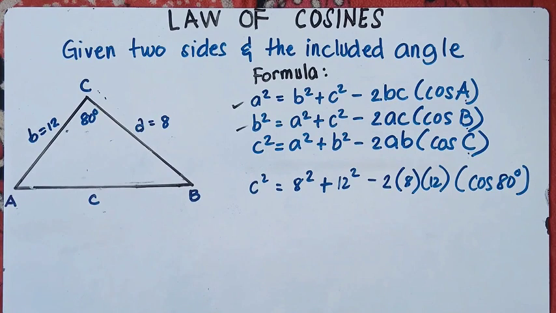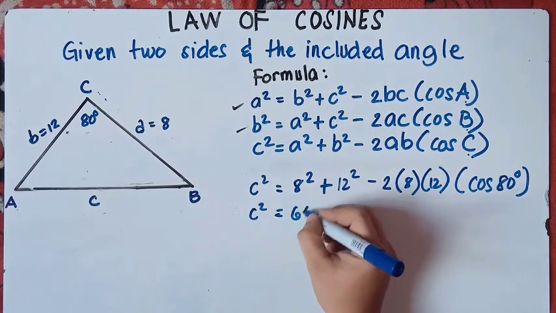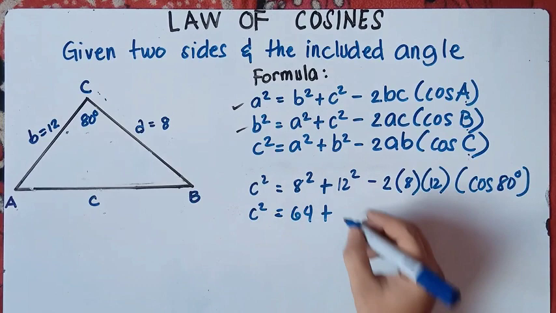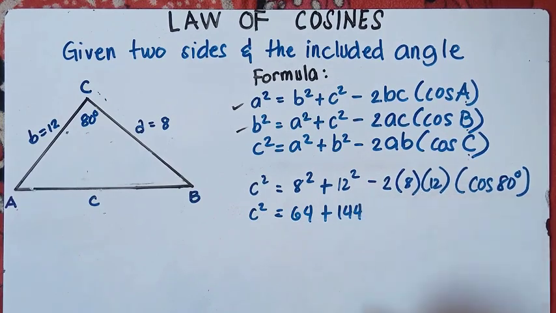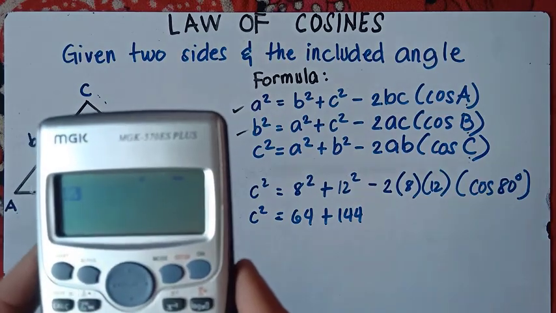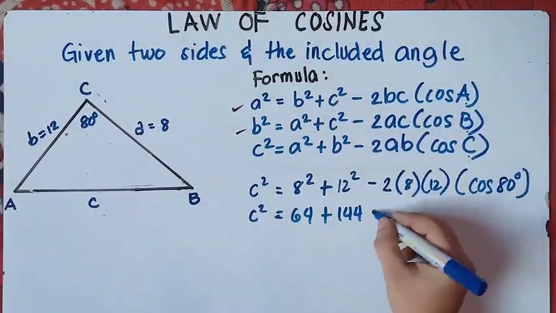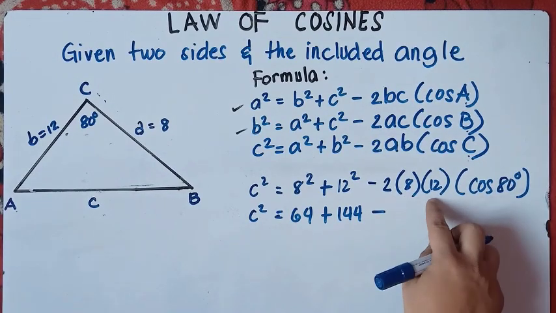So A squared, 8 squared, it means 8 times 8. So 8 times 8, that's 64. Plus 12 times 12, that's 144. So 12 times 12, you can use your calculator. 12 times 12, that's 144. Minus, so 2 times 8 times 12.